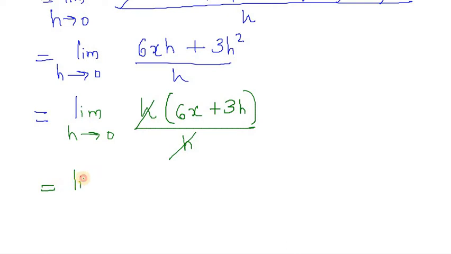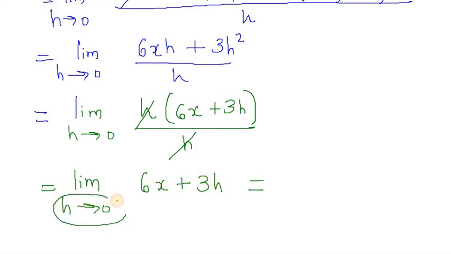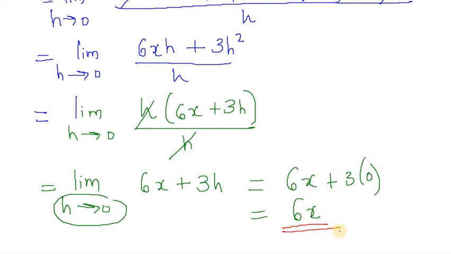We are left with limit h tending to 0, 6x plus 3h. When you apply limit, you take the value of h as 0, so this will be 6x plus 3 into 0. So what's the answer? 6x. So what's the derivative we have got? 6x, using first principle of derivatives. Let us solve the next question.